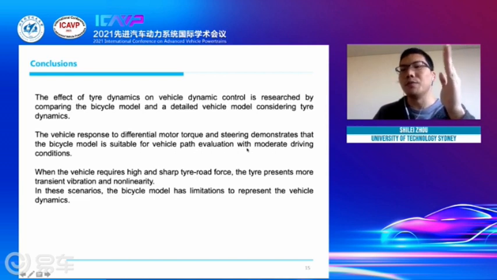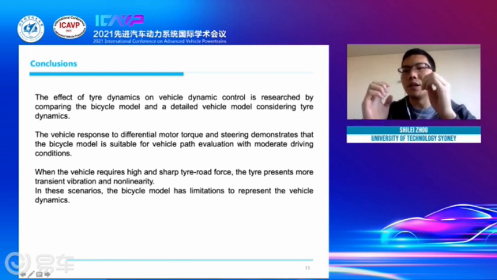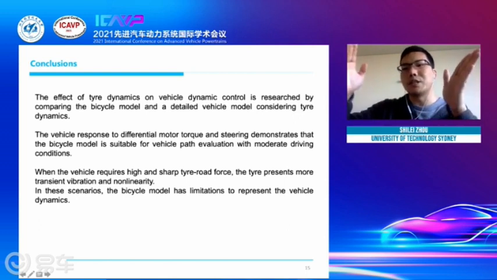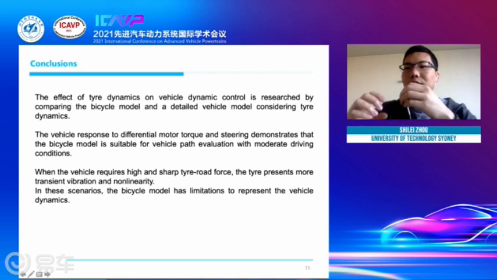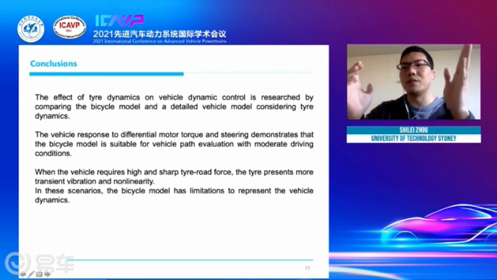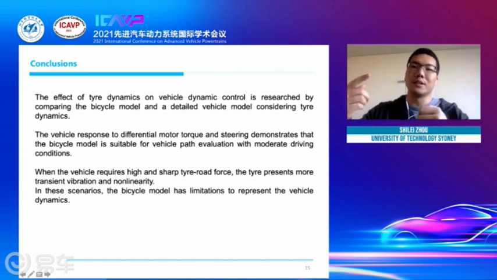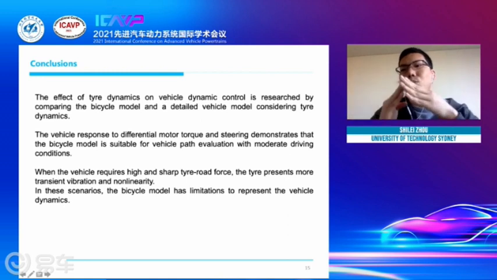moderate driving conditions. That means if we don't put a harsh torque on the vehicle, we give it a moderate or gentle steering input, and the vehicle speed is not so high, the bicycle model is okay because the tire dynamics is not very significant, not very obvious in this kind of moderate driving conditions. That's okay. This is what we do in the autonomous industry.